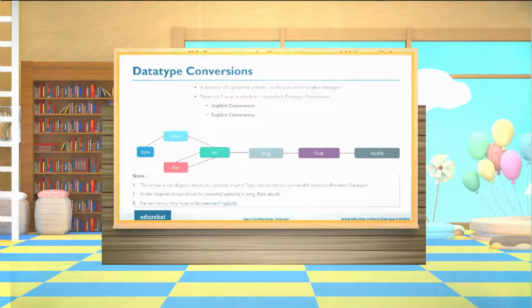You could try it out on your own. You could try it out, this data type program. You could just assign something and just try to print it out. We are talking about data type conversions.